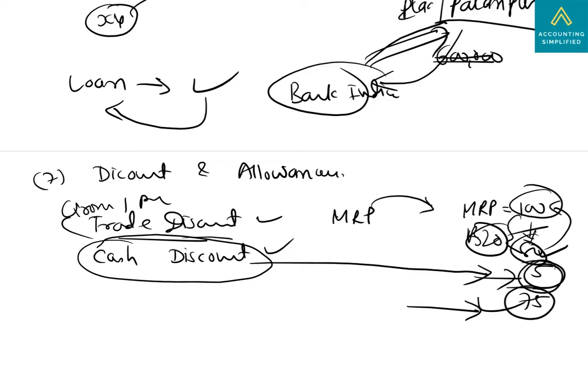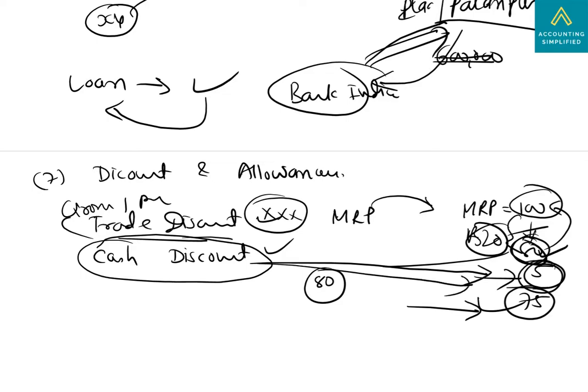Now this trade discount we do not write in the books of accounts. It means suppose at 80 rupees we are buying a book, we'll write the transaction with 80 rupees. But cash discount, of course, is an extra benefit we are getting. This is an advantage or benefit, so that we will write, right? So this is discount: trade discount means trading discount, and cash discount.